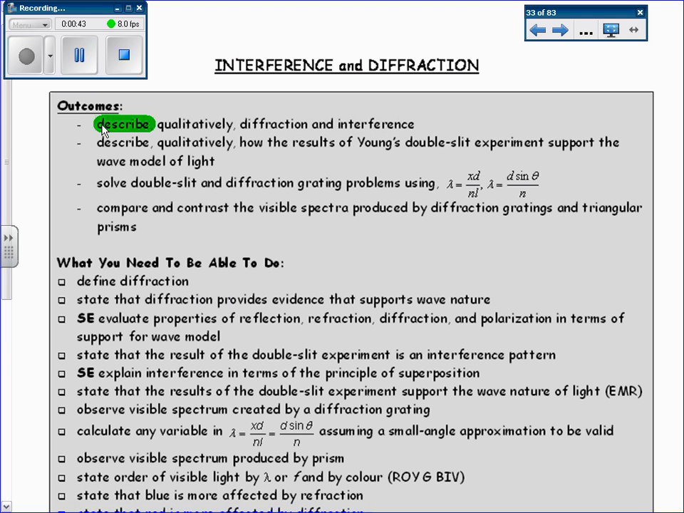Describe qualitatively how the results of Young's double-slit experiment support the wave model of light. So again, that's describe. Solve double-slit and diffraction grating problems using one of those two formulas. And that's a bit of a double-edged sword, that one, in terms of what we have to do with those formulas. And compare and contrast the visible spectra produced by diffraction gratings and triangular prisms. So contrast is green, but compare is blue.